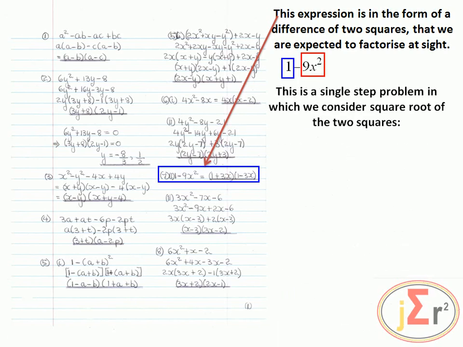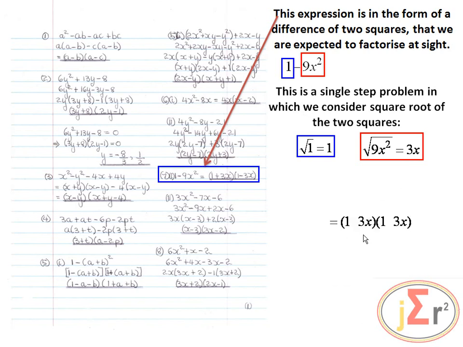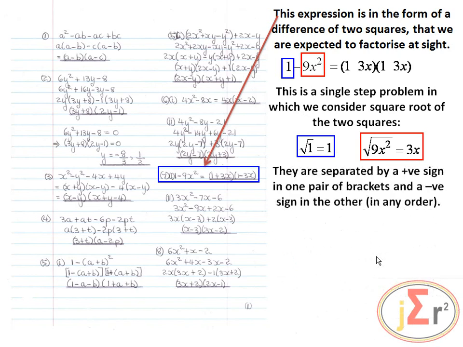This is a single step problem in which we consider the square root of the squares. So this one square is 1. The square root of 1 is 1. And the other square is 9x squared. The square root of 9x squared is 3x. And we will throw 1 and a 3x into brackets. And then we will separate them by a positive sign in one and a negative sign in the other. And that's all there is to it. And we said before that the order of the signs does not matter if the negative one is here and the positive one is there.